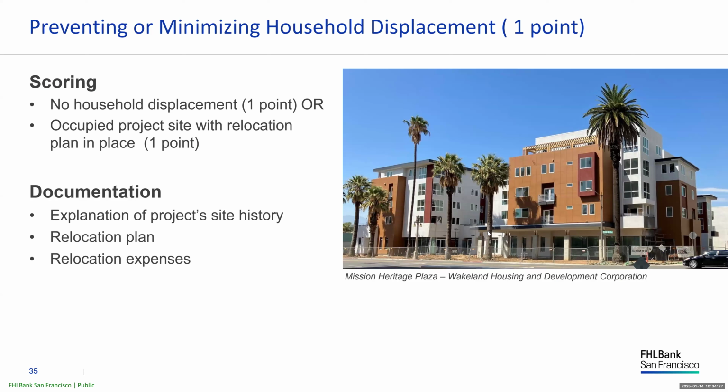Next, we get to our last community stability subcategory for preventing and minimizing household displacement. 1 point will be awarded for no household displacement for a site that is vacant and unoccupied or that the project site is occupied and an acceptable relocation plan is in place. To receive 1 point for no displacement, you must provide a written explanation of the project site's history and confirm why no displacement is taking place. To receive the 1 point for displacement with relocation, you must submit a relocation plan.